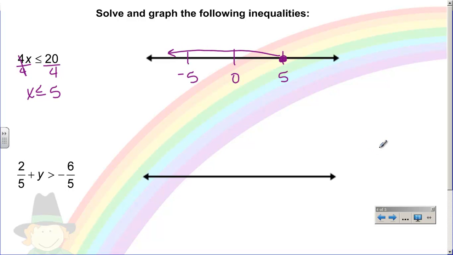Now, we're not going to write this one in interval notation. We're just going to graph it. That's going to be the important part of your answers. You can't stop here. You also have to draw the graph.